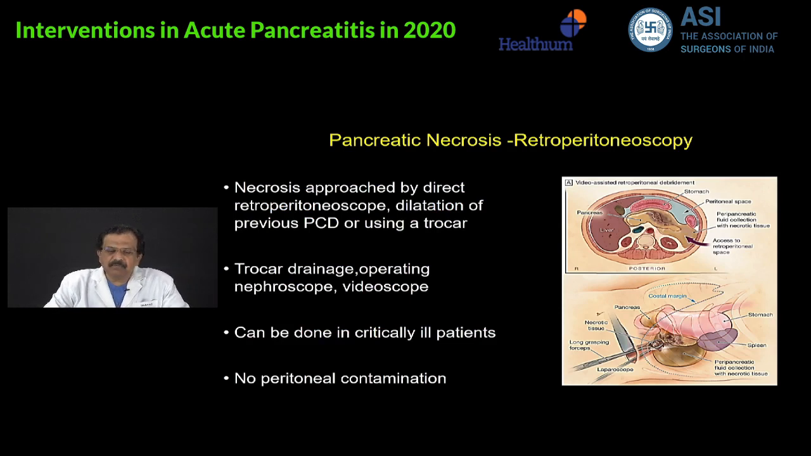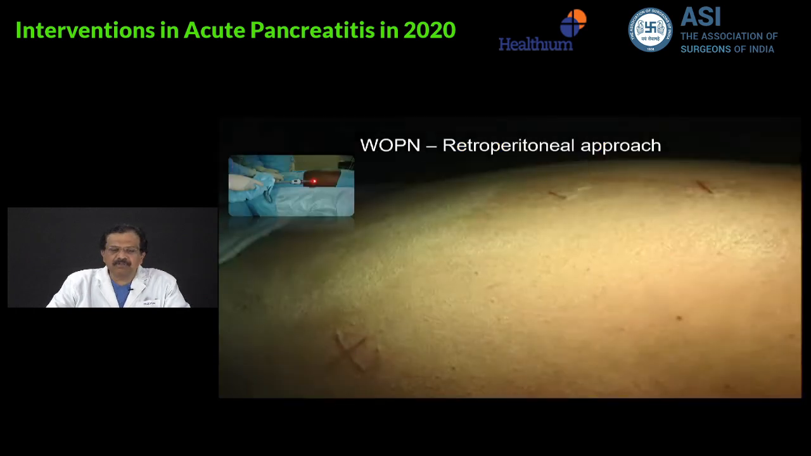Retroperitoneal scope is the other minimally invasive modality. Now here the necrosis is approached by direct retroperitoneal scope, dilatation of the previous PCD, or you can go in directly. I'll show you subsequently using a trocar, and you have this trocar drainage, and you can use an operating nephroscope or a videoscope, and it can be done even in critically ill patients because there is no contamination into the peritoneal cavity in this patient.